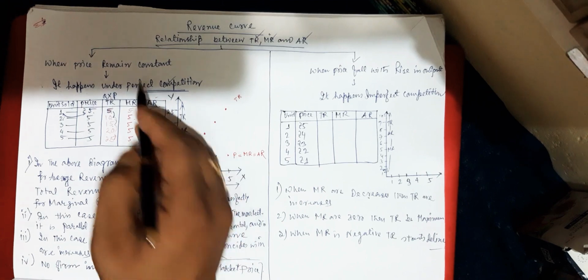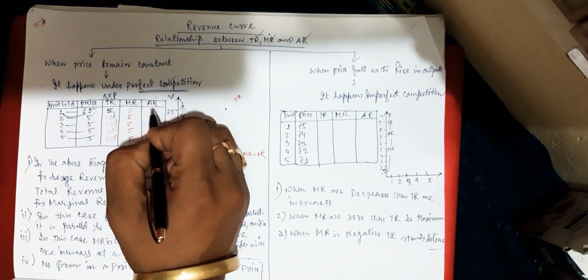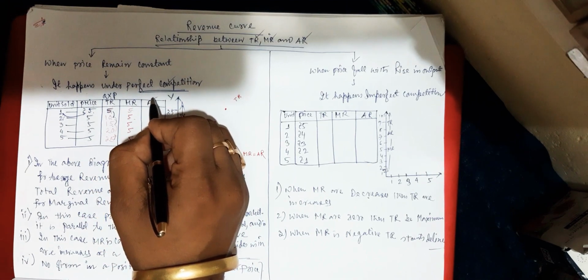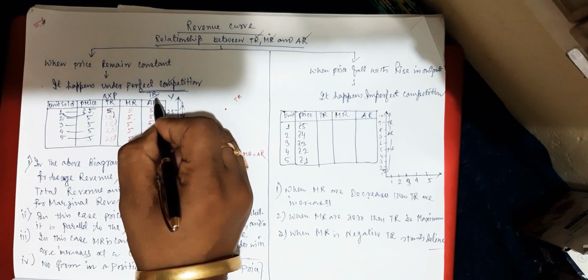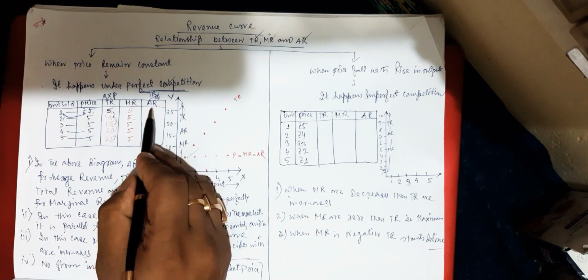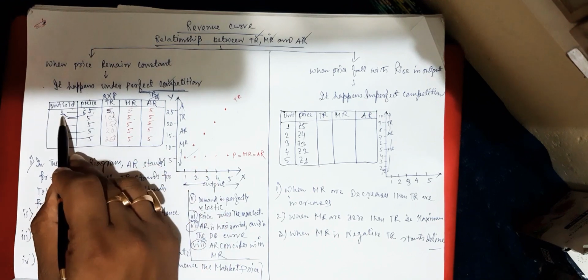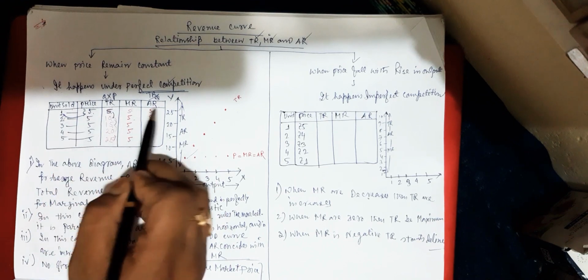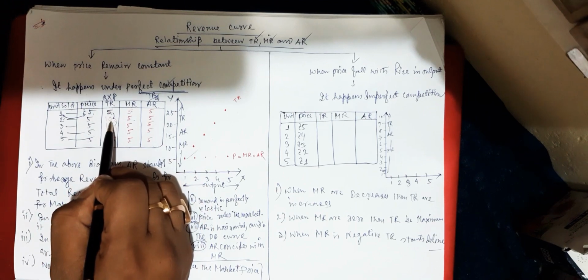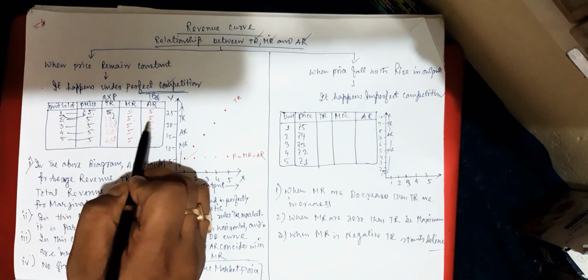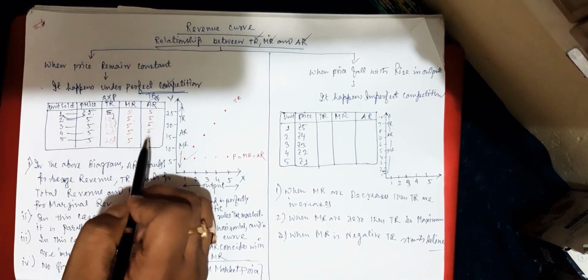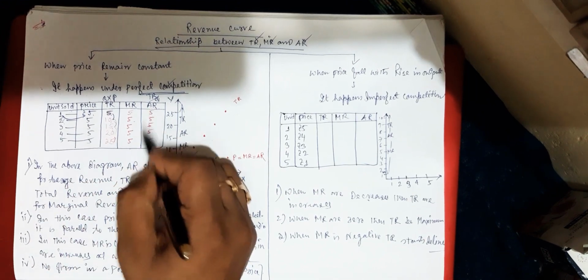What is the formula for AR? It is TR divided by quantity. How much is the TR? 5. Quantity is how much? 1. So it means 5. How much is the TR? 10. And the quantity is how much? 2. So what is the value here? 5. In this way you can find it out, and this will be the answer.